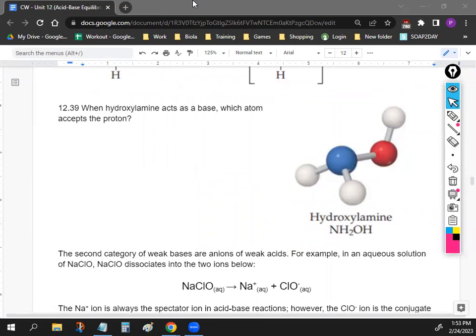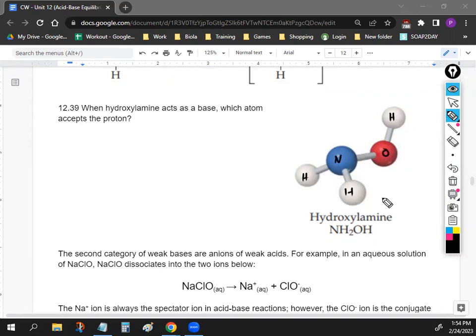Okay, so 12.39. I want you to take a look at this compound right here, hydroxylamine. Just based on what we just talked about, and you don't need to write this down, which atom is going to accept the proton? We have the structure right here, the formula. It'll be N. N will accept it. Let's say, for example, O accepts the H. Here, this is going to be the N. N, H, H, OH.